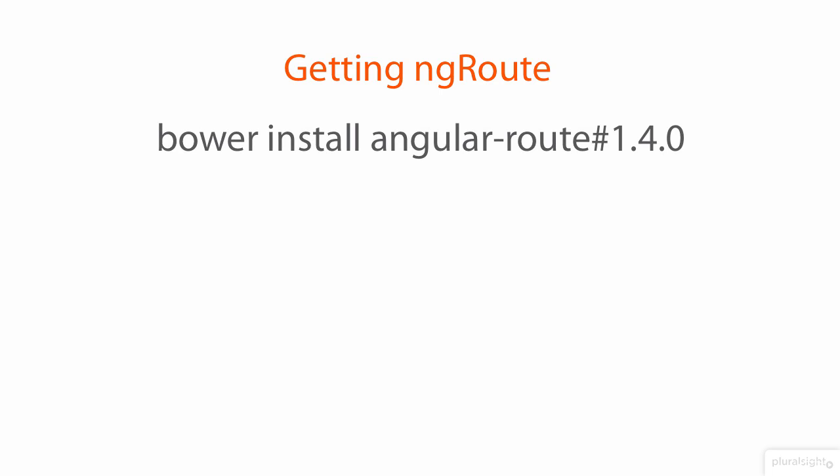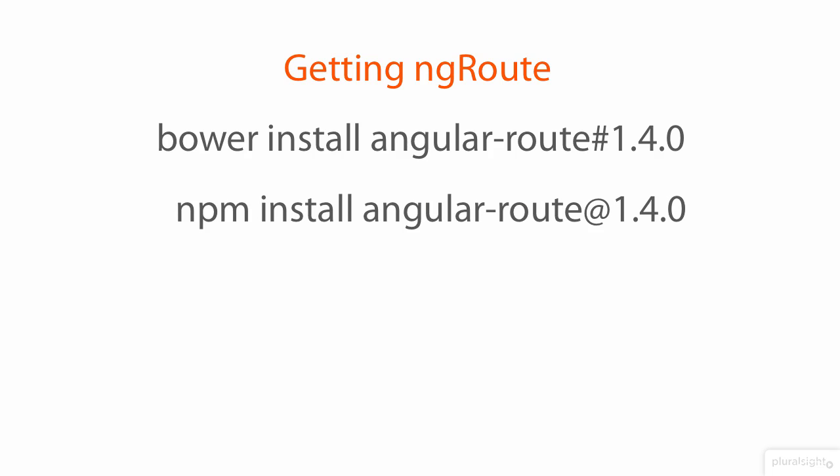First, you can install it with Bower. Bower is a package manager primarily used for client-side code. The command to install ngRoute is bower install angular-route followed by the hash sign and the version you want. I'm using version 1.4.0. That will install the code in a Bower Components folder, and you can reference the file from there.